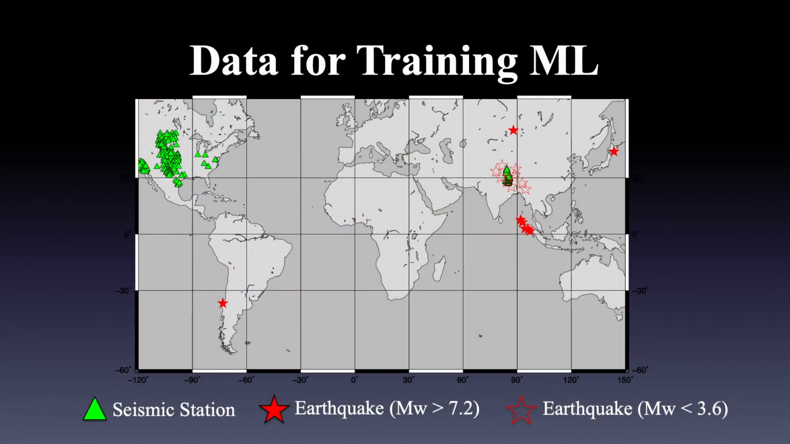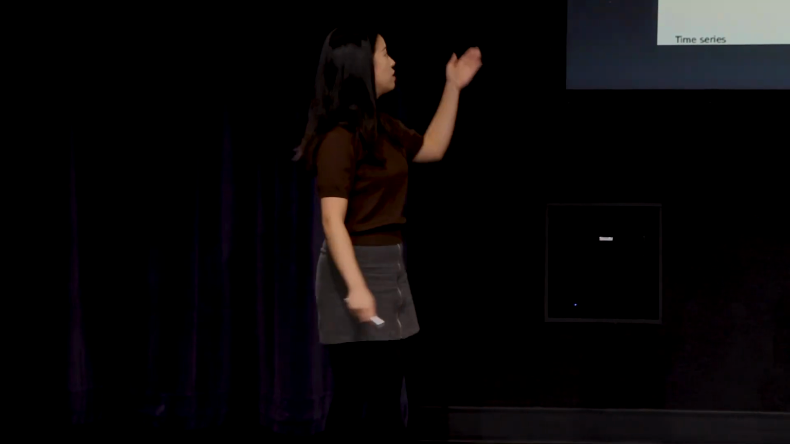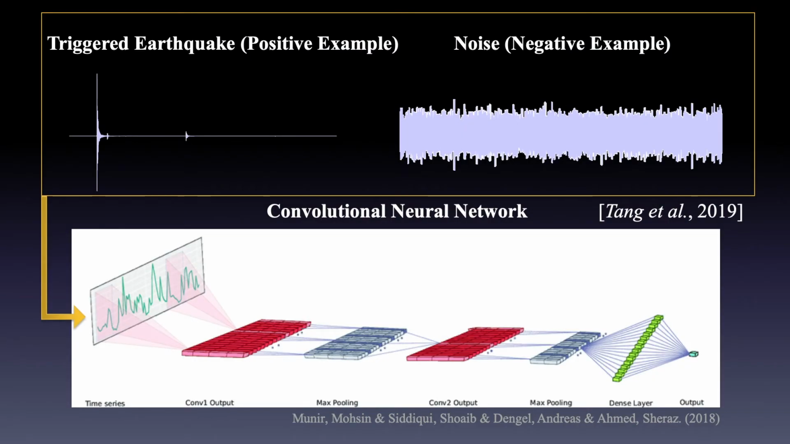In our study, we used eight large earthquakes, and the seismic stations are located in the California region in the United States, and in the Himalaya and Tibet regions. In order to train our machine learning algorithm to recognize the triggered earthquake signal, we need to pre-label all the data. If the data includes the triggered earthquake signal, we label it a positive example. If the data is flat noise, we label it a negative example. And we feed all the data to train our machine.